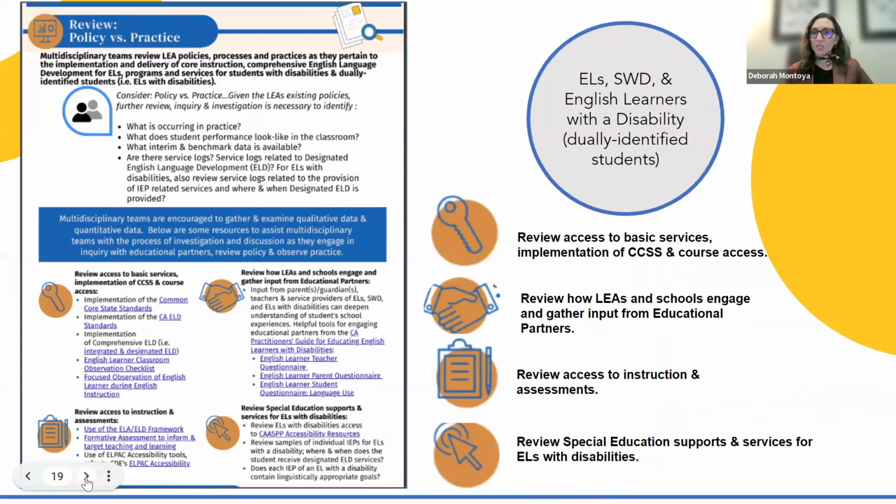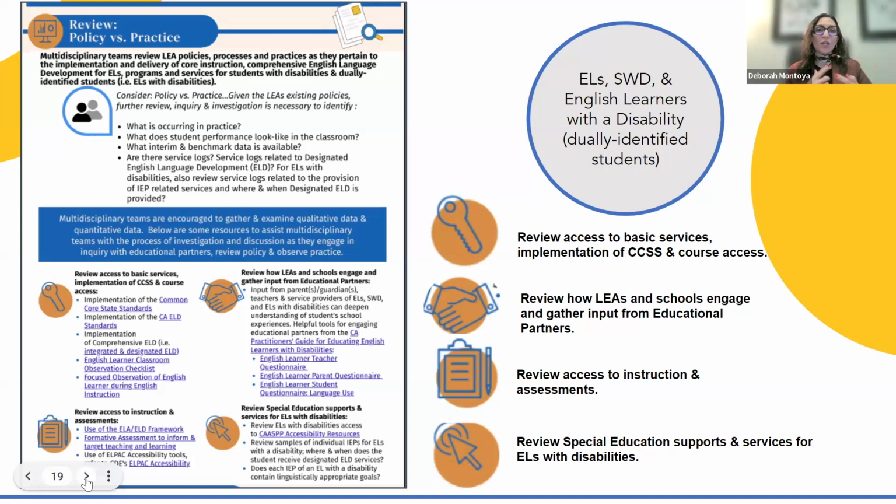If you're a multi-district county office, a SELPA, or you're thinking of it as a district, is there calibration amongst the school sites within my district? So that might be a good place to start, given the LEA's existing policies, reviewing what is occurring in practice. So in actuality, in the actual site, what is occurring? What does student performance look like in the classroom?